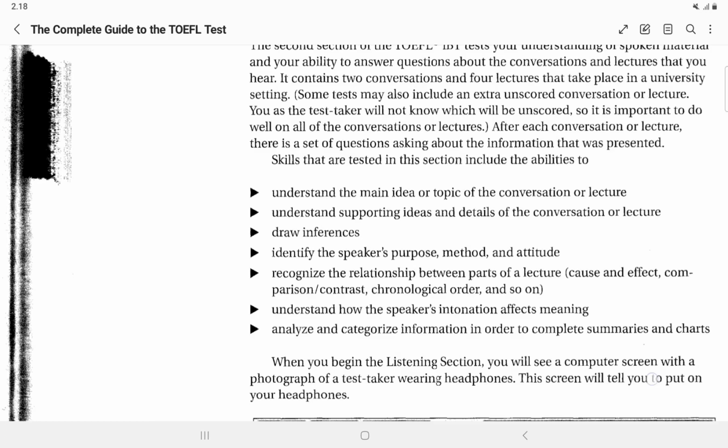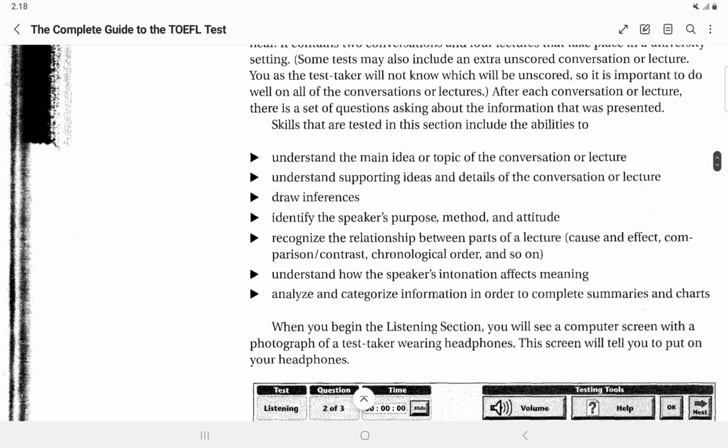But that's okay. You as the test taker will not know which will be unscored. So it is important to do well on all the conversations or lectures. After each conversation or lecture, there is a set of questions asking about the information that was presented.